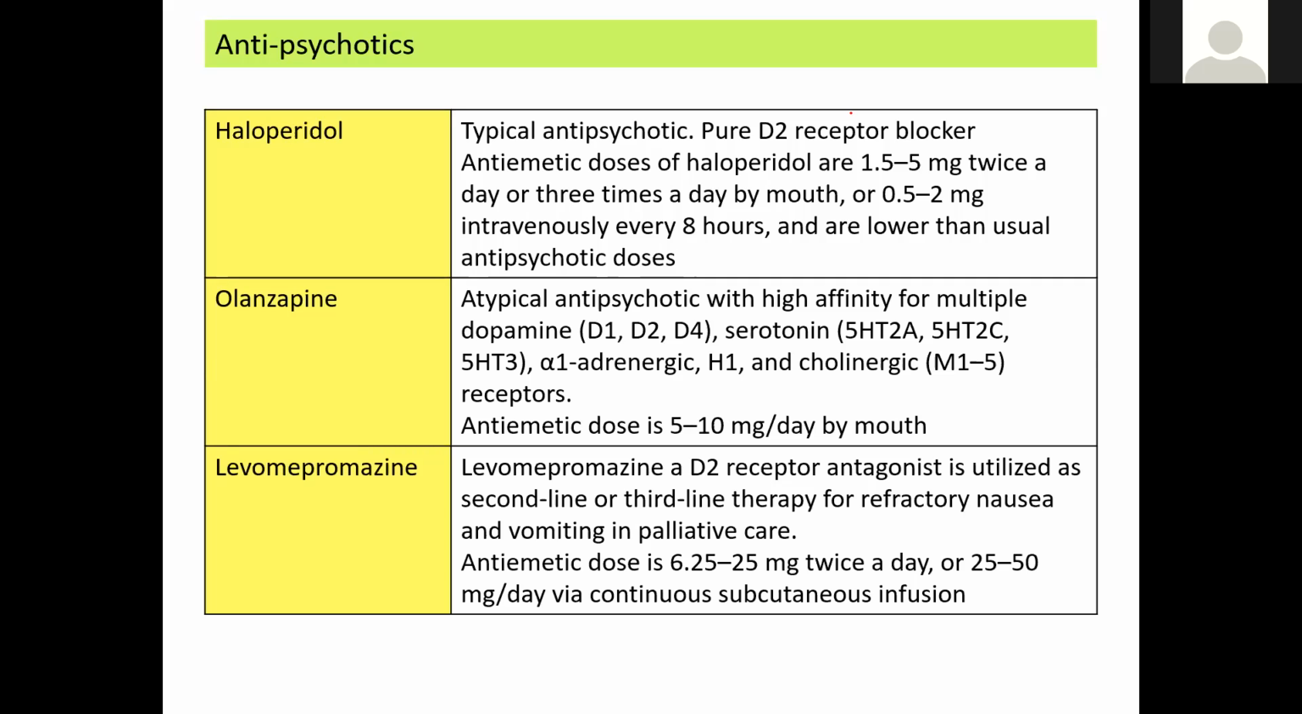Another atypical antipsychotic drug, which you might have used as a psychiatric medication, is olanzapine, a broad-spectrum antiemetic which acts on many receptors: most of the dopamine receptors, serotonin, histamine, cholinergic. So it has a wide spectrum of action and is very effective as an antiemetic with a small dose of 5 milligram per day to start with, or even 2.5 milligram per day.